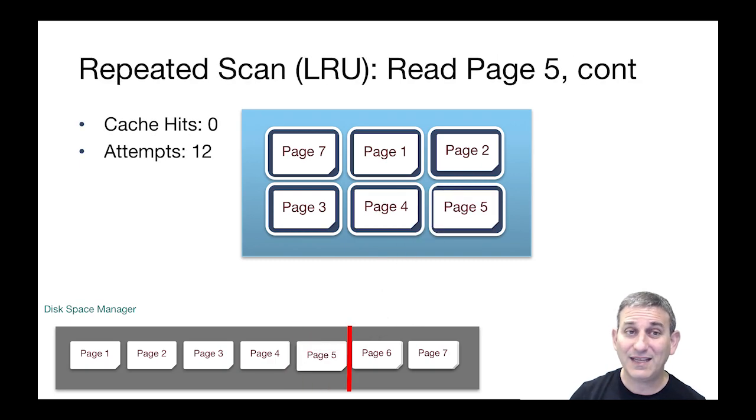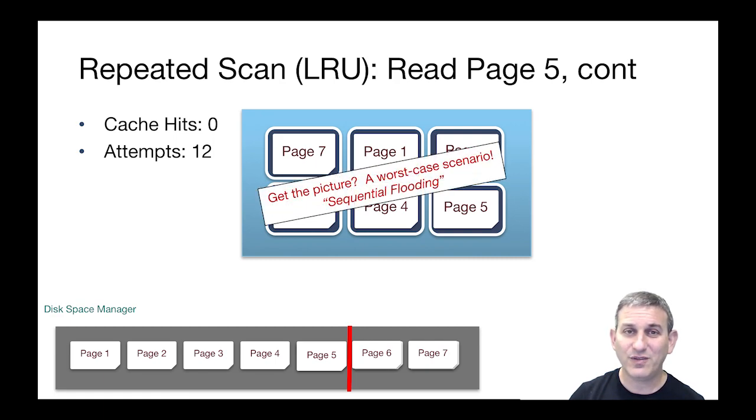And as we keep scanning through the file, we will be 0 for everything if we scan it over and over. This is a worst case scenario. This is pessimal. It's the worst possible thing. And it's often called sequential flooding of the buffer pool. We're reading this file over and over sequentially, flooding out all the pages in the buffer pool, and nothing is recently used. Everything is always equally old, and nothing gets us a cache hit.